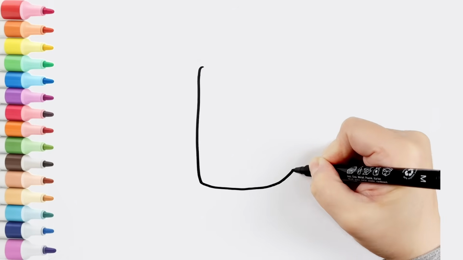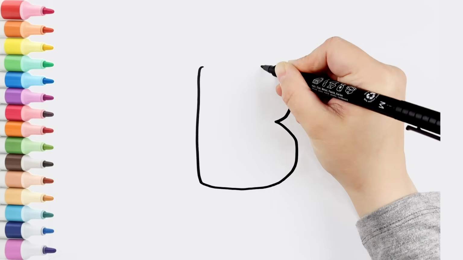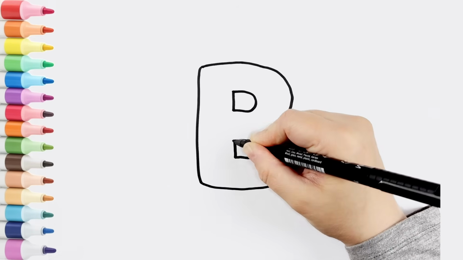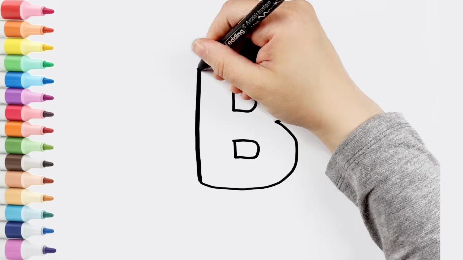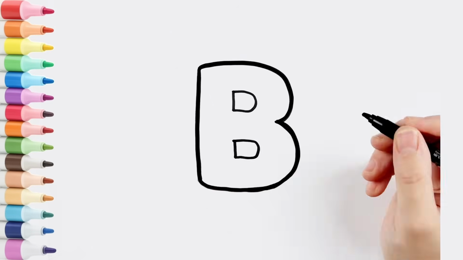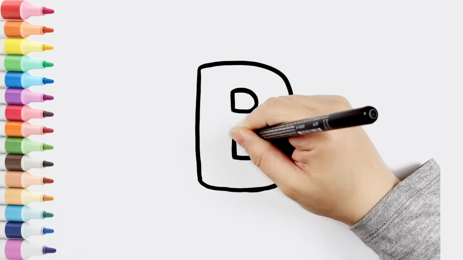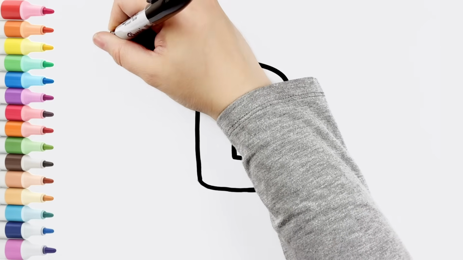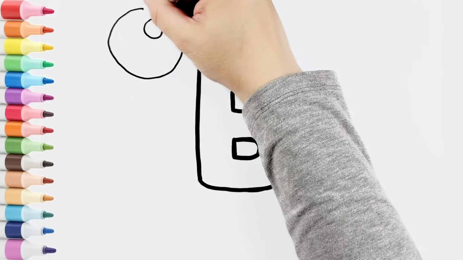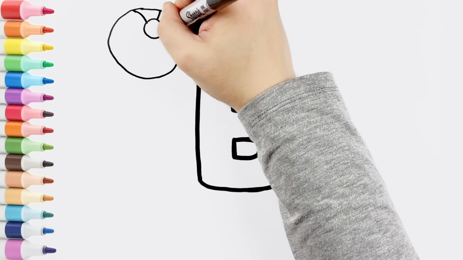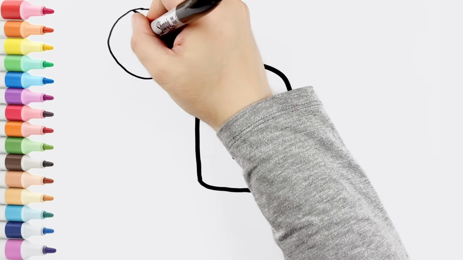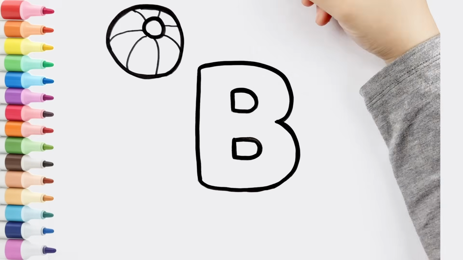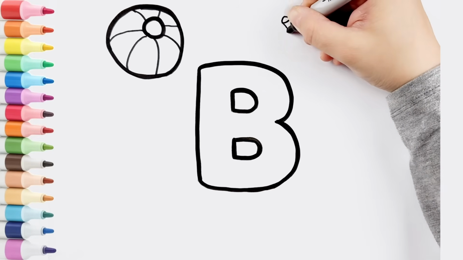First draw a big letter B. B says ba, ba, ba. B is for ball, ba, ba, ball. Ball starts with letter B, say ball with me.